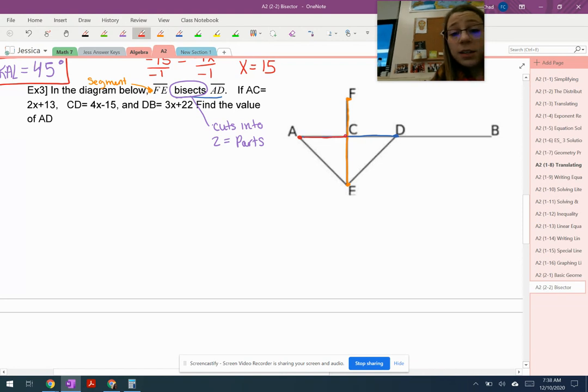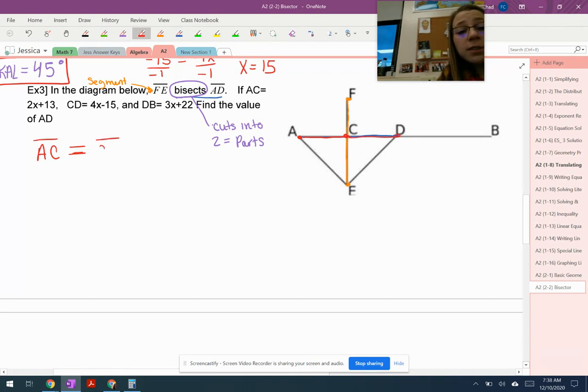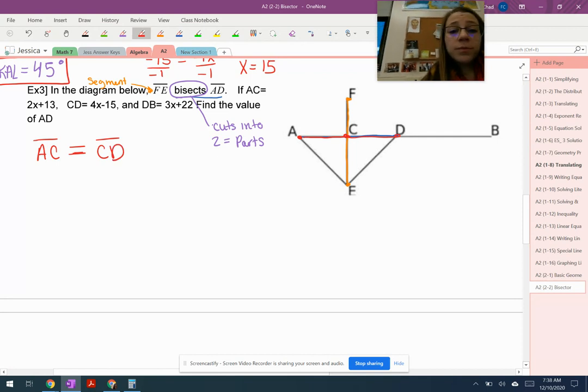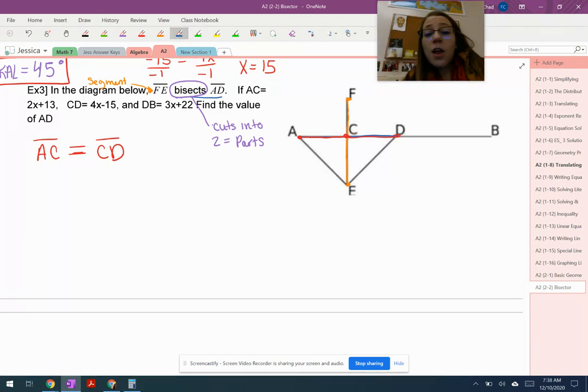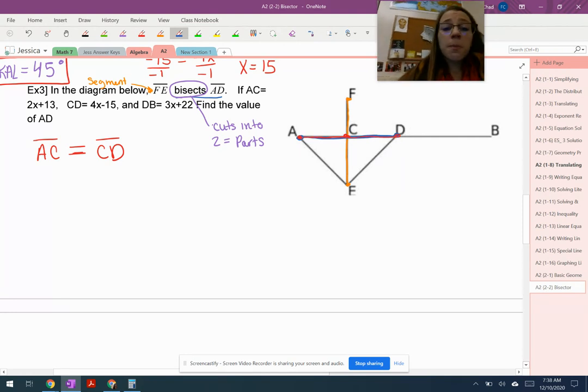segment AC is going to be equal to segment CD, because it's cutting it in half. It's taking this big AD and cutting it into two equal parts.